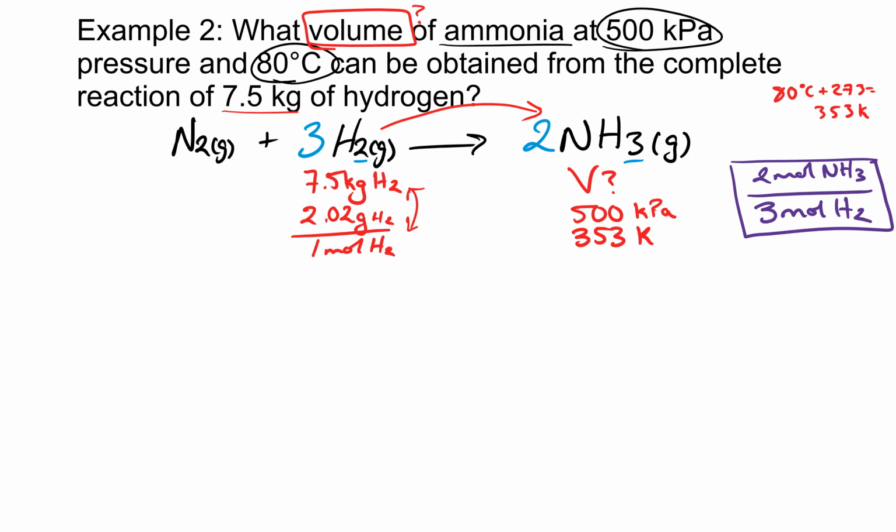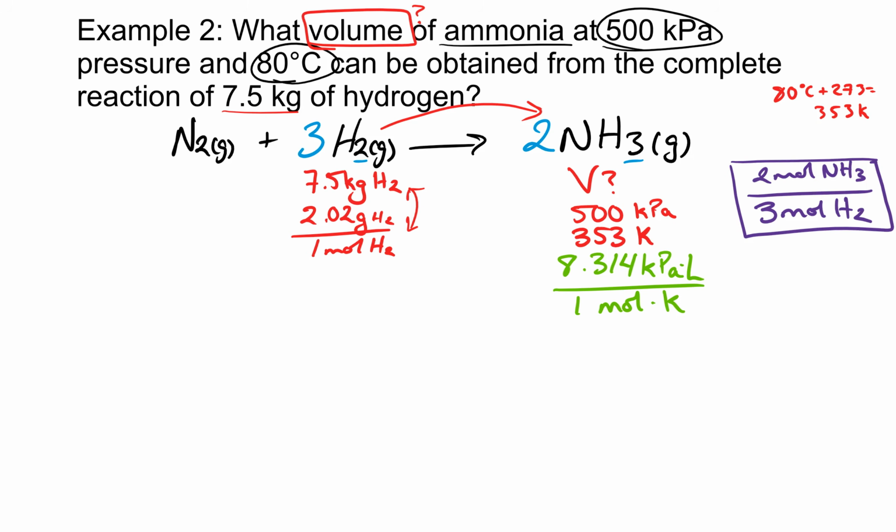Perfect. So now I can go from moles of hydrogen to moles of ammonia, but I don't have any piece of information about the moles of ammonia, and that's where our ideal gas constant is going to come in handy. I'm going to write it in green. The ideal gas constant is 8.314 kilopascal liters over 1 mole Kelvin. Holy guacamole, that's a lot of information. Let's try and put it together.